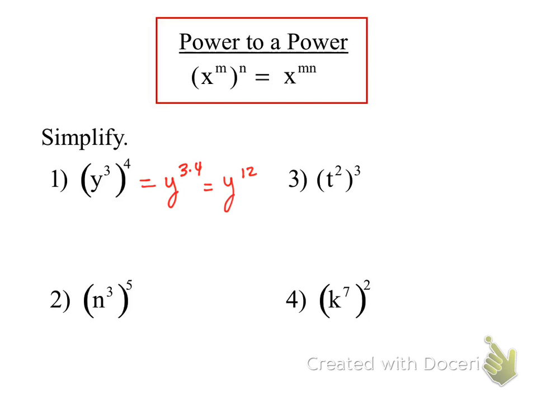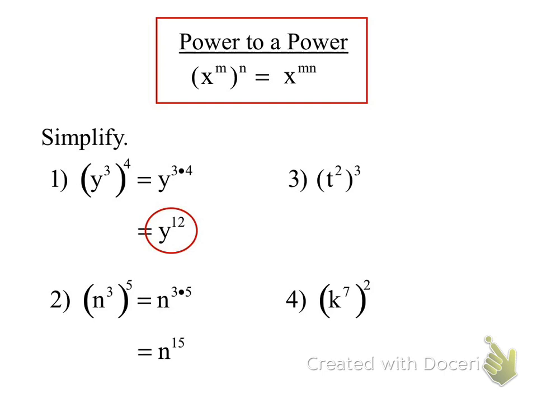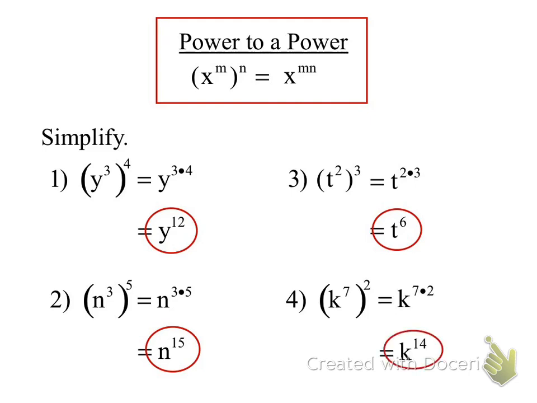Making sure to always write the question and the answer. All right, number 2. Let's go with Max. What'd you get? I got n to the 15th power. Good. When we're doing that, we're really showing 3 times 5, which is n to the 15th. Okay, next one, let's go Julia. We got t to the 6th power. Good. And number 4, let's go with Daisy. K to the 14th power. Good. Okay, pretty easy. Now we're going to jump to product to a power.